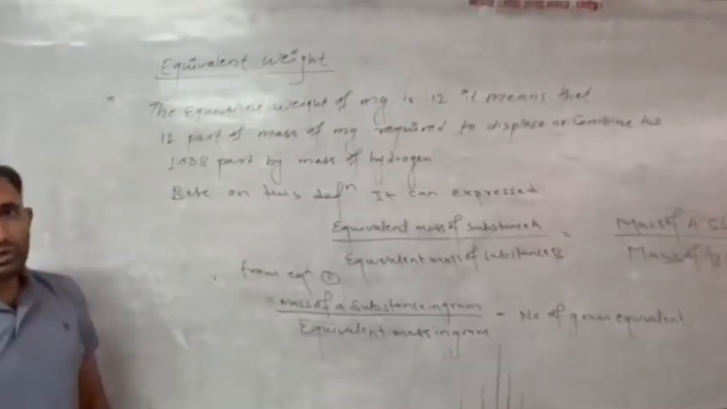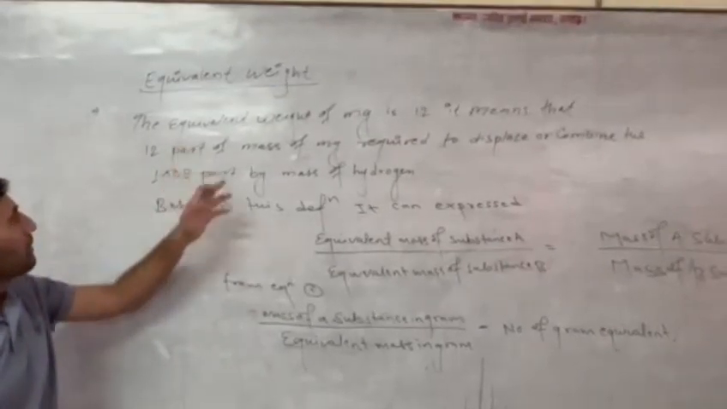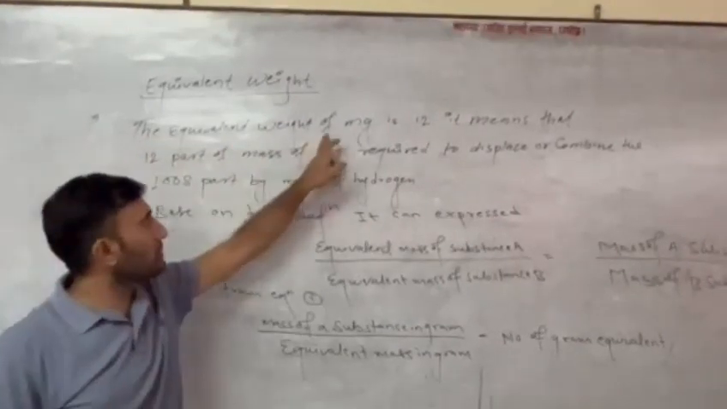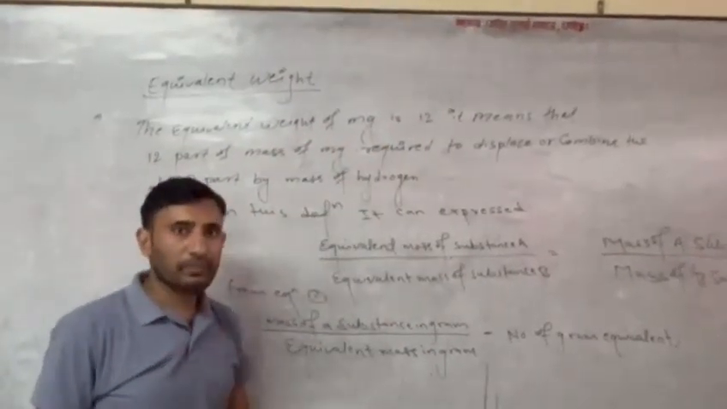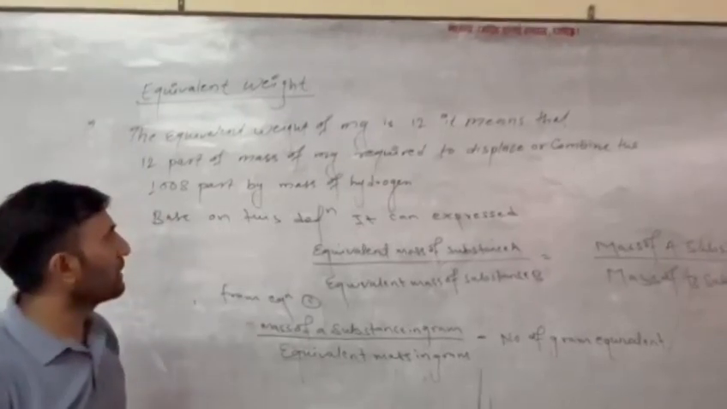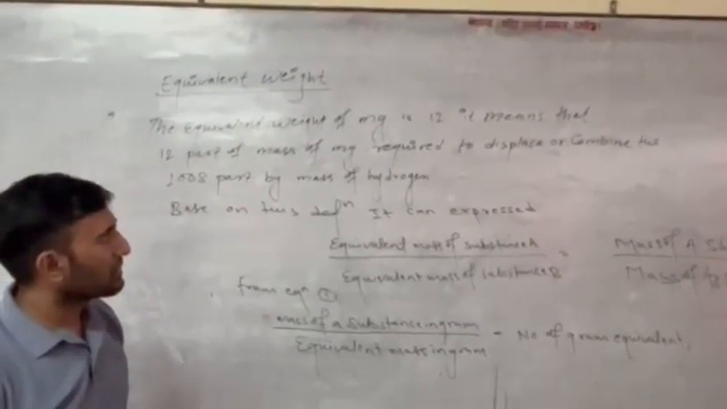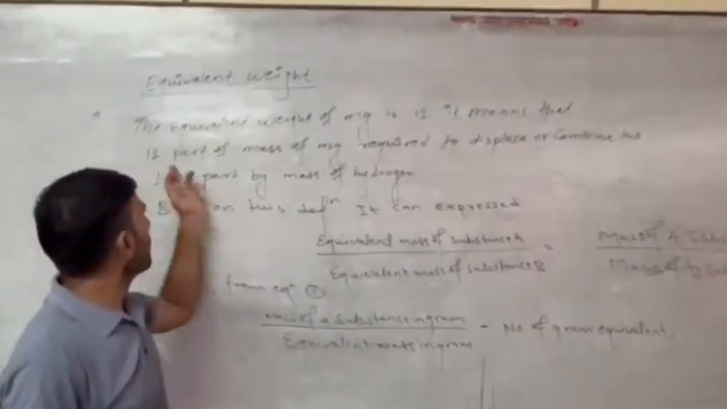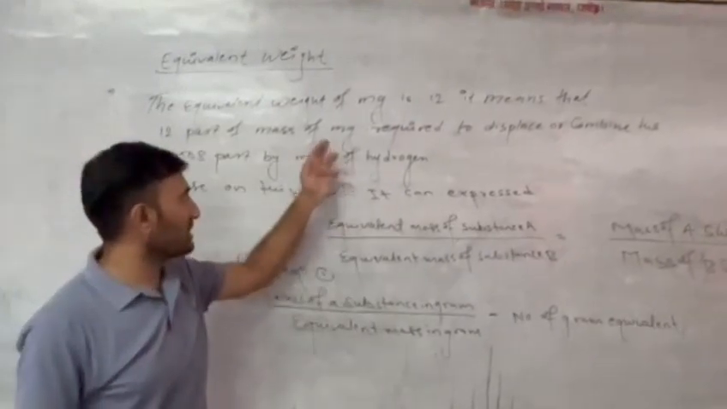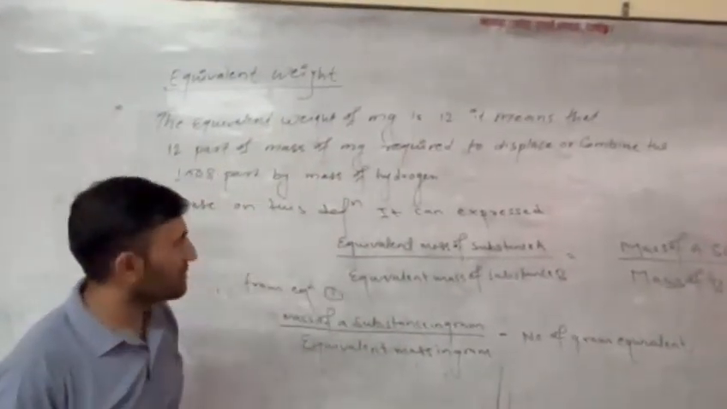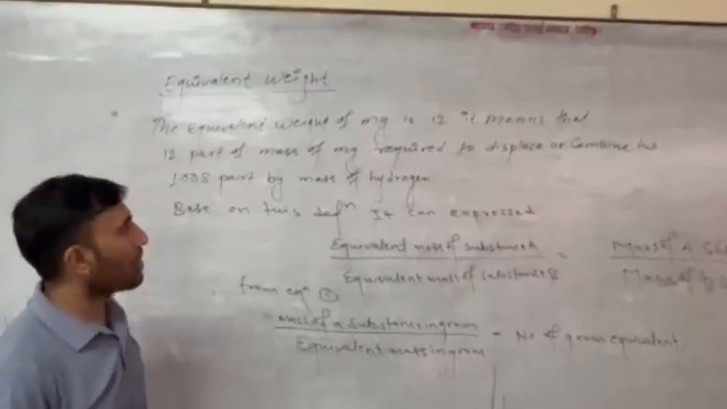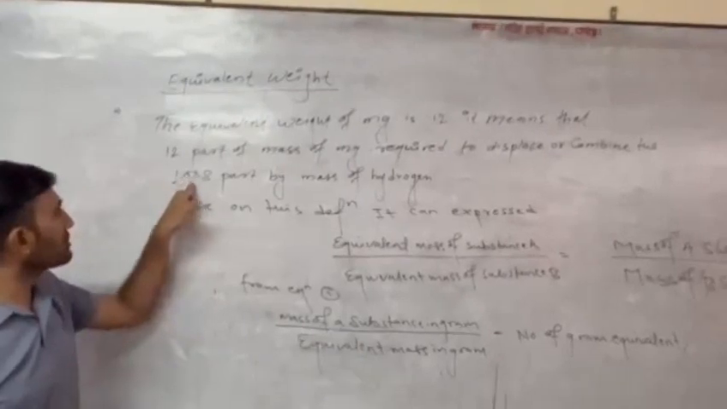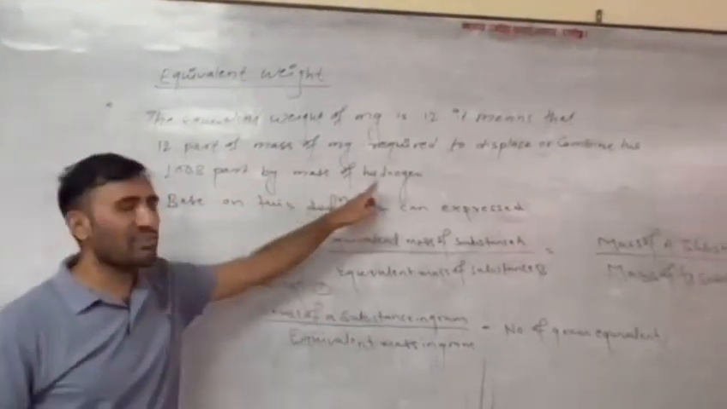Okay, we already know, using the example of MgO, that the equivalent weight of magnesium is 12. It means that 12 parts by mass of Mg are required to displace or combine with 1.008 parts by mass of hydrogen.